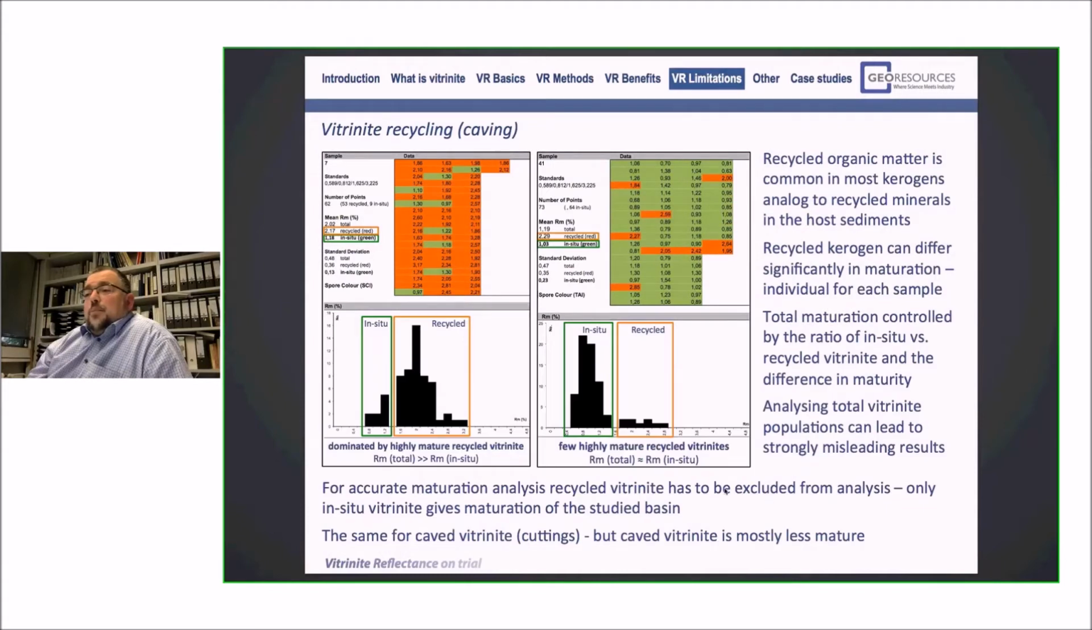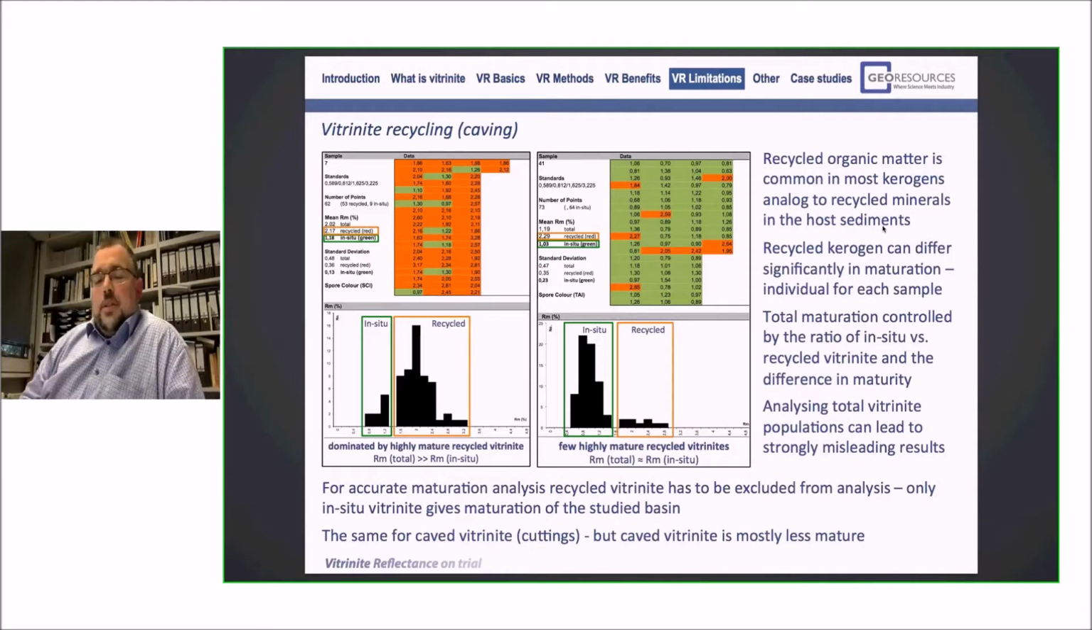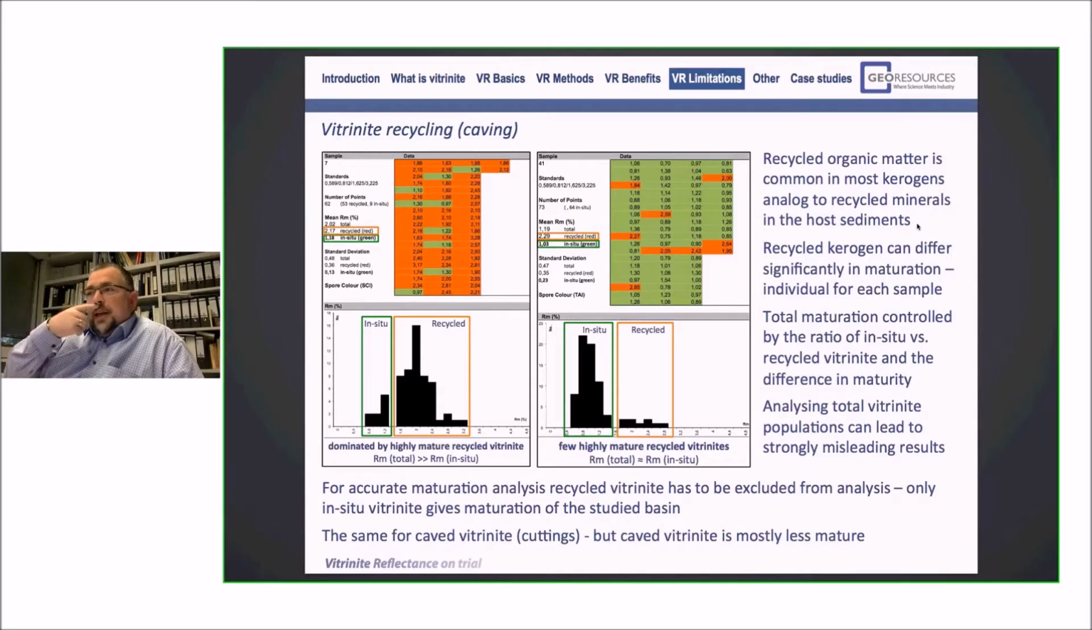And then another important point after preservation and identification is vitrinite recycling. Recycled organic matter is common in most kerogens, analog to recycled minerals in the host sediments. So as I said before, vitrinite is a part of terrestrial land plants. So it's not deposited in place just where it is produced. It has a lot of recycling, a lot of sediment transport, deposition, mobilization again, another deposition and recycling.